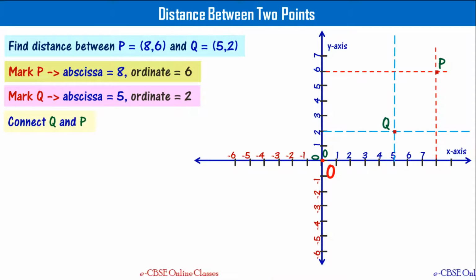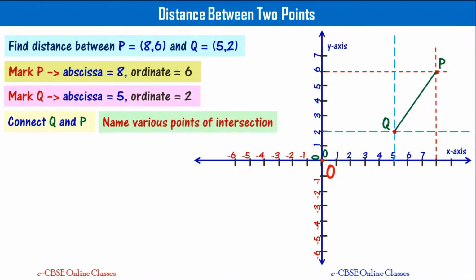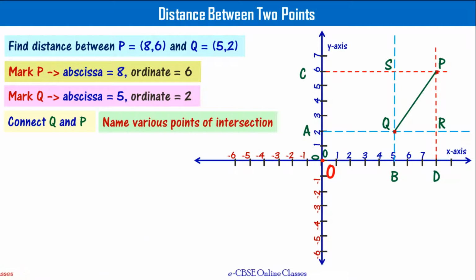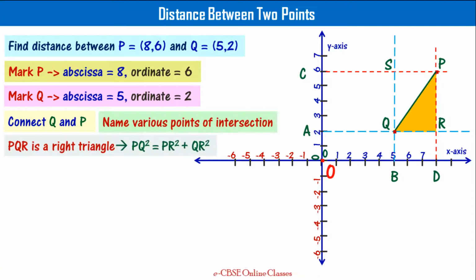Let's now connect Q and P. Let's name various points of intersection like B, D, R, A and C, right? B and D are on x-axis and A and C are on y-axis. If you observe the triangle PQR is a right triangle, it means that we can apply Pythagoras theorem, that is defined as PQ square equal to PR square plus QR square, right?